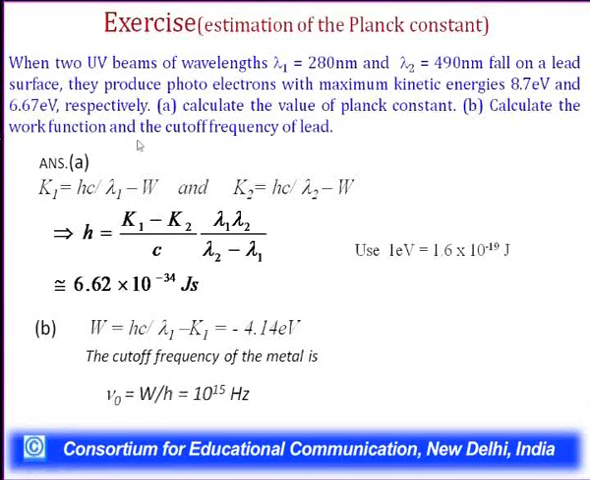Now calculate the work function and cutoff frequency of lead. The work function is W equal to hc by lambda 1 minus K1, as we know the values of h and c. K1 is given here, so putting in the values, we get W as 4.14 electron volt. On the basis of that, the cutoff frequency of the metal is defined by W equal to h nu naught, so nu naught is equal to W by h, and the value is 10 power 15 hertz.